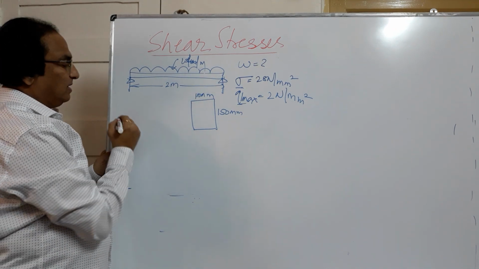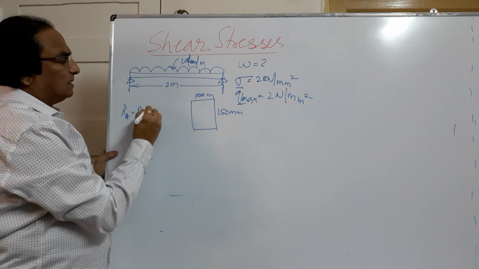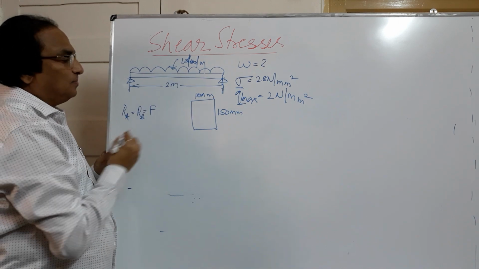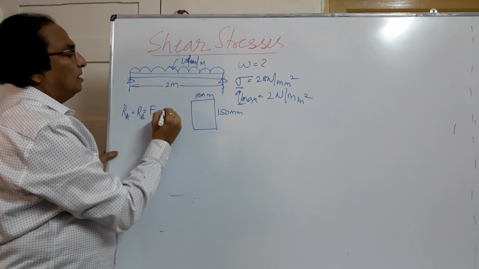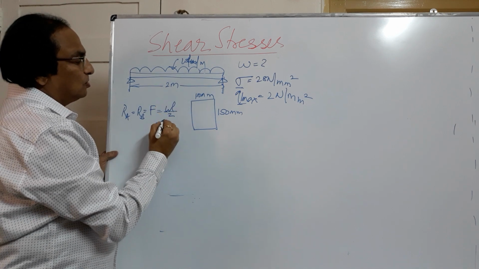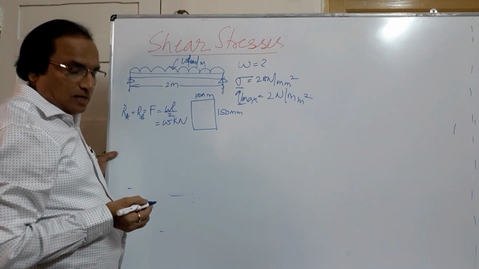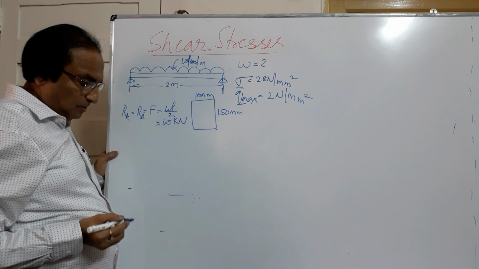So here first you find out the reactions. RA is equal to RB, which is nothing but the shear force acting at the support. So this will be equal to WL by 2. Here L is 2. So this will be equal to W kilonewton.